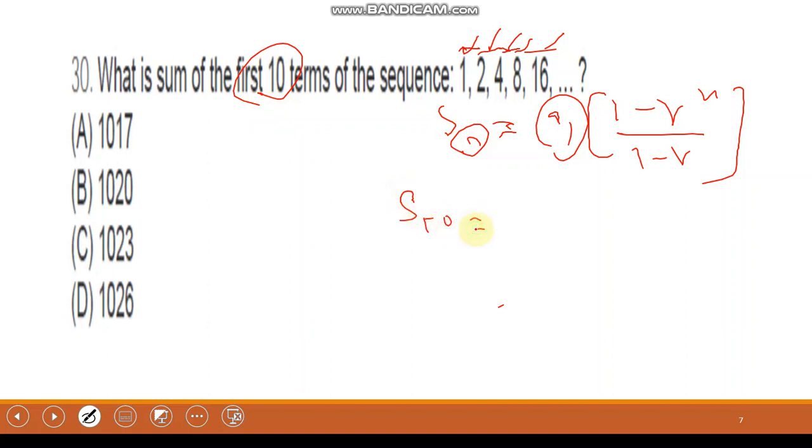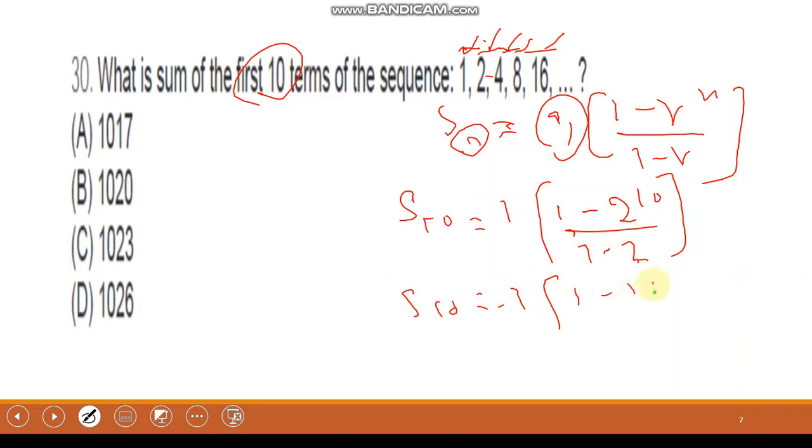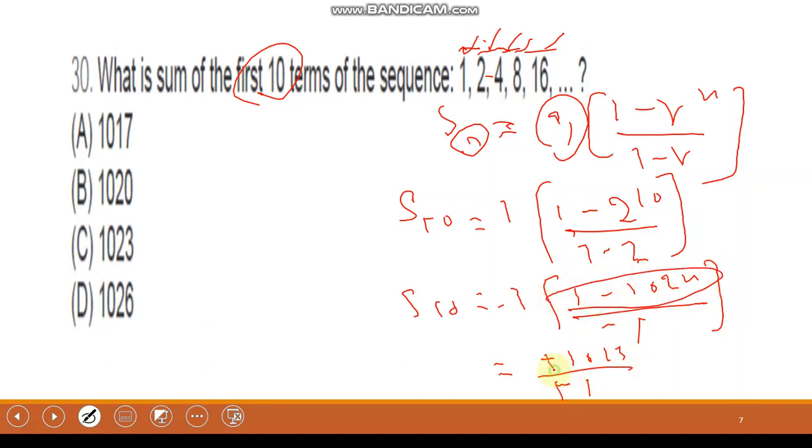S10 is equal to A1, which is 1, times 1 minus R to the power n, divided by 1 minus R. R is 2, because 2 divided by 1 is equal to 2, 4 divided by 2 is equal to 2, so 2 is our common ratio. n is equal to 10, divided by 1 minus 2. Now S10 is equal to 1 into 1 minus 1024, divided by minus 1, we will get minus 1023. After we subtract this, divided by minus 1, it becomes positive, and we are left with 1023. So this is our right answer.